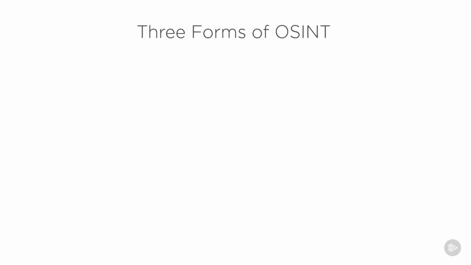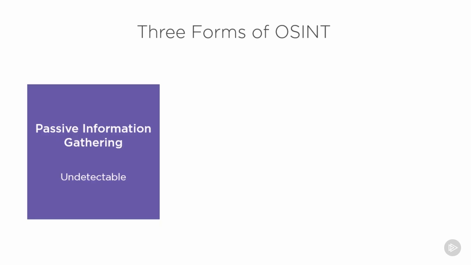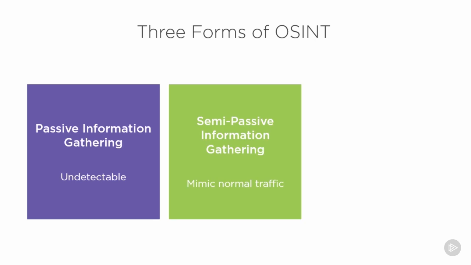There are three forms of OSINT that we'll be covering in this course. Passive information gathering is undetectable by the target organization. This form of OSINT doesn't leave any traces in the organization's event logs. Semi-passive information gathering is detectable, although it mimics normal network and application traffic.